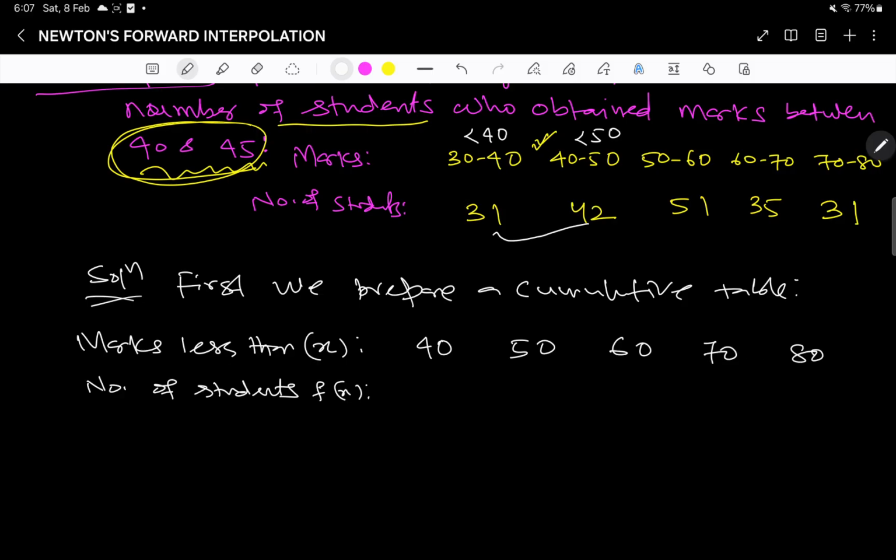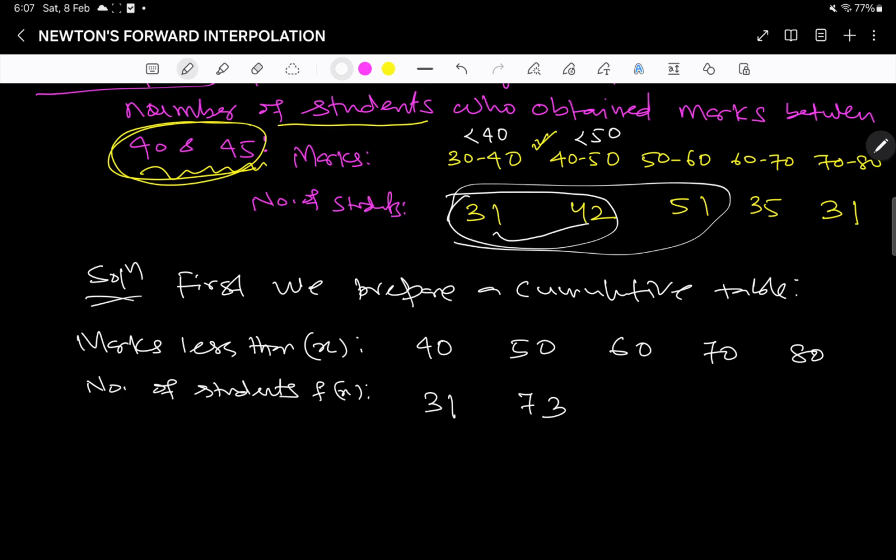So less than 40 is 31, less than 50 is 31 plus 42, it is 73, less than 60 means sum of these three. Okay, this will be 124, and again we add the first 4, it will give me 159, and if I add all it will give me 190. So this is my modified table.